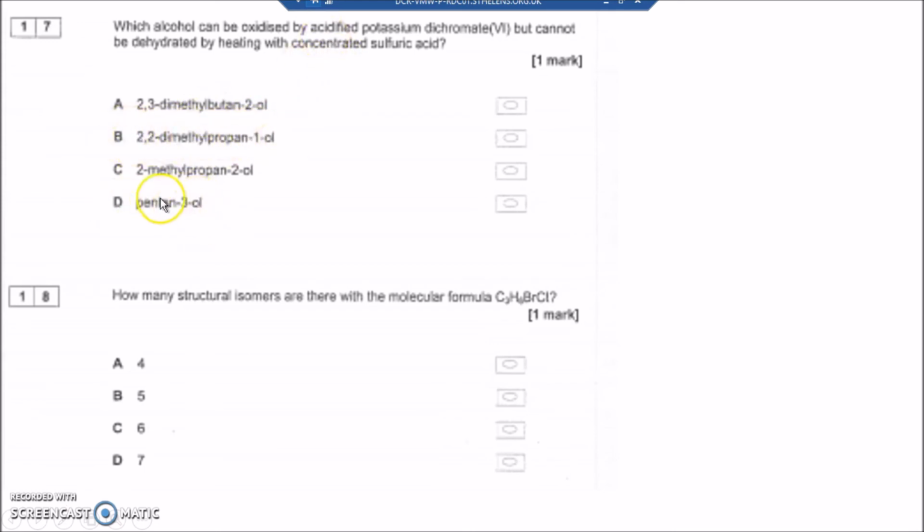Let's just check out D. D has got an OH at carbon number 3, and at carbon number 2 or at carbon number 4 it must have an H, so that will have an H at carbon number 2 and an OH at carbon number 3. We'll also have an H at carbon number 4. Yes, it's got an OH and an H on neighbouring carbons. That would be dehydrated. Your answer is B.